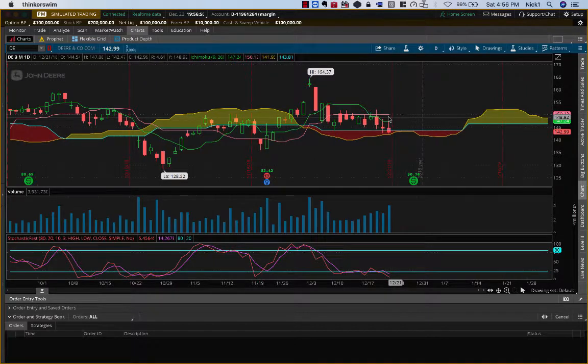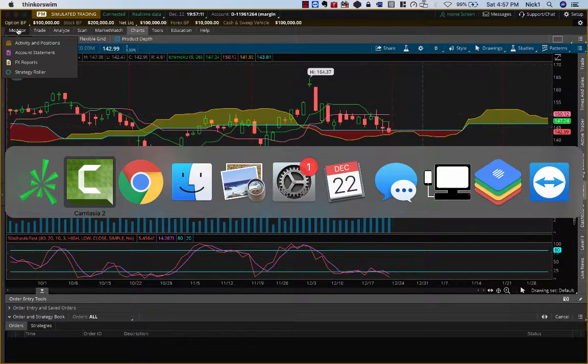The Kijun here, so the Tenkan is below the Kijun. This is a Kijun confirmation line. We want it to be bullish, and it's bearish right now, showing bearish. So what I'm going to do is be bearish for the next week. I'm going to sell some naked calls and hope that John Deere stays below what I sell them for.